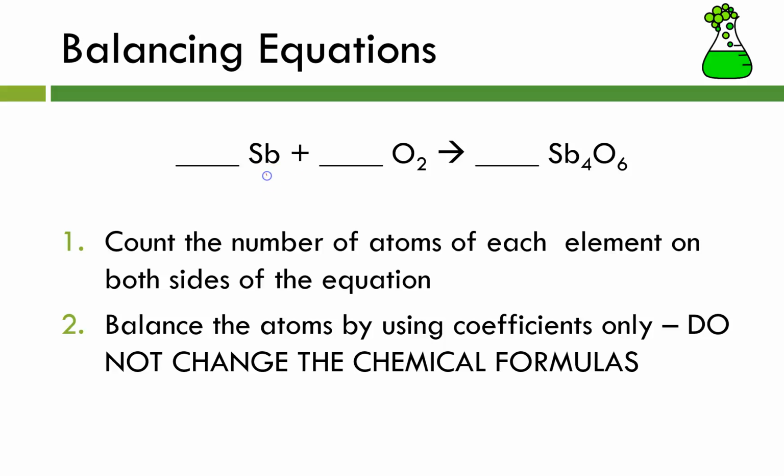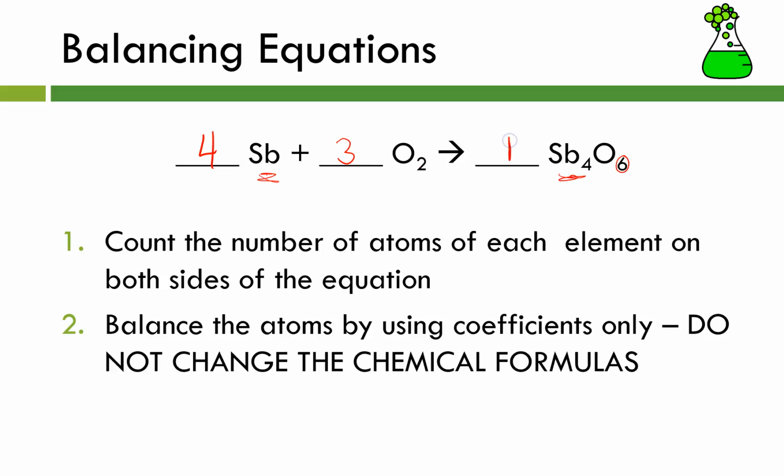I have 1 antimony atom on my reactant side. I have 4 on my product side. I can quickly balance these by putting a 4 in as a coefficient. If I go back over to my product side, I've got 6 oxygen, only 2 on the reactant side. I know that I can get to 6 if I put a coefficient of 3 in front of O2. 3 times 2 gives me 6. There we go. I've got 6 oxygens over there.